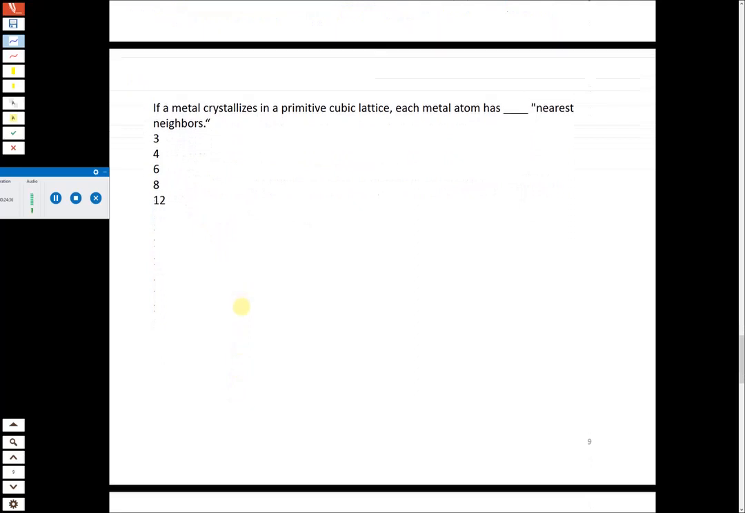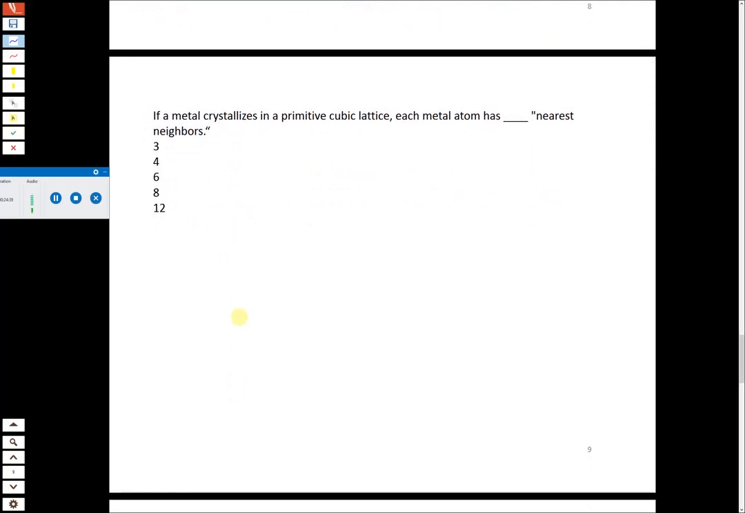Alright, and then the last one here again deals with nearest neighbors. So these are mainly just definition problems, and this hopefully gave you a better idea of some of the stuff we need to know for the final exam. So if we have a primitive cubic lattice, we want to know how many nearest neighbors it has. And this again deals with the concept of coordination number, which is number of nearest neighbors. In other words, the number of atoms in the structure that are surrounding a specific atom. So look at how many are closest to it in the structure.